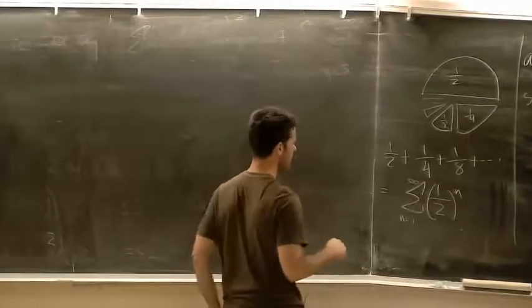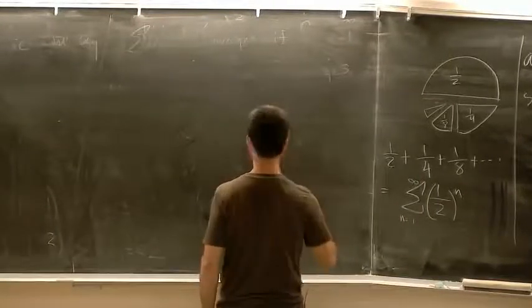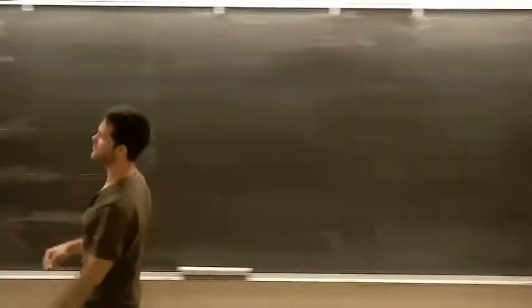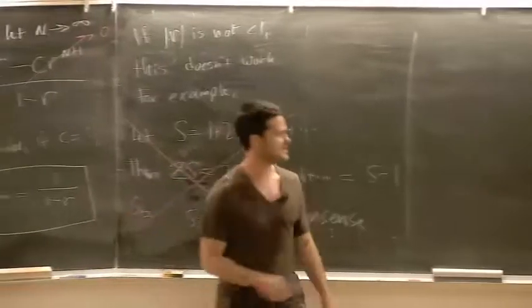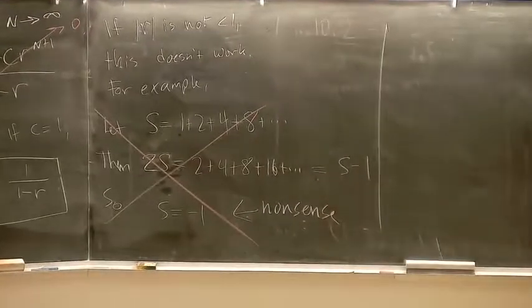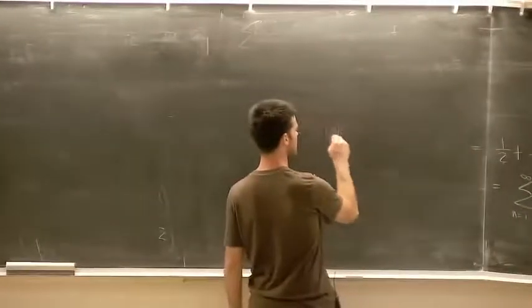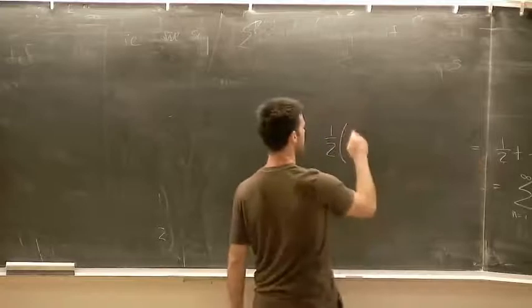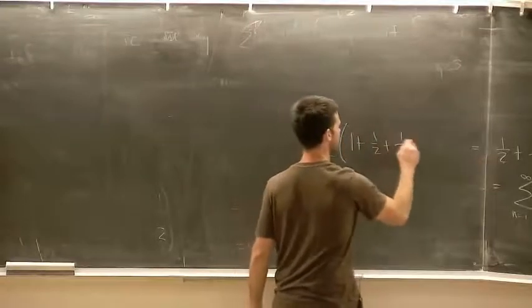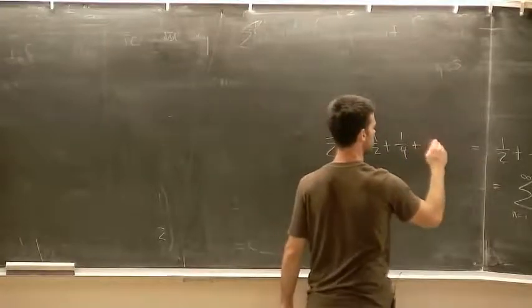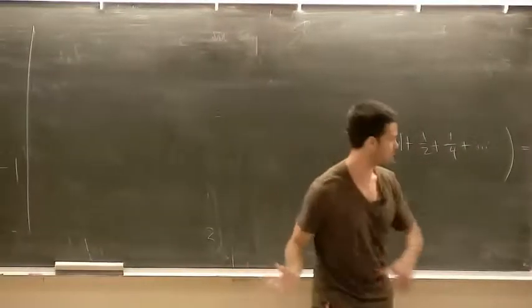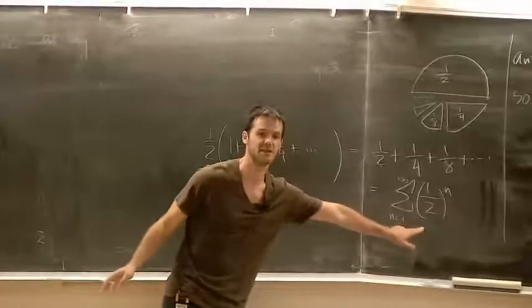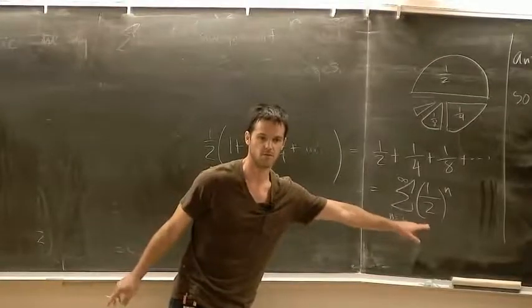So let's see, I gave you all these formulas. Usually I just remember this one, and I kind of factor things out so I can use it. So this is equal to, if I factor out a 1/2, 1 plus a half plus a quarter plus so forth. And notice I can use the formula because the common ratio is indeed less than 1. It's 1/2.